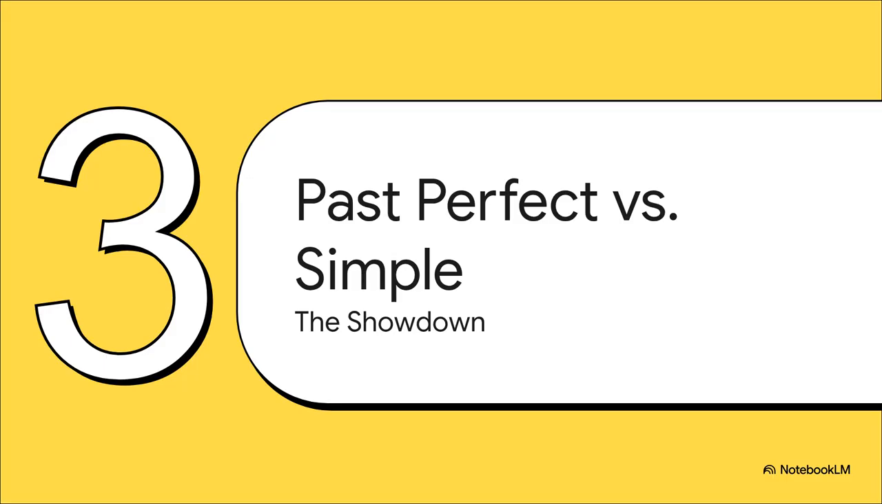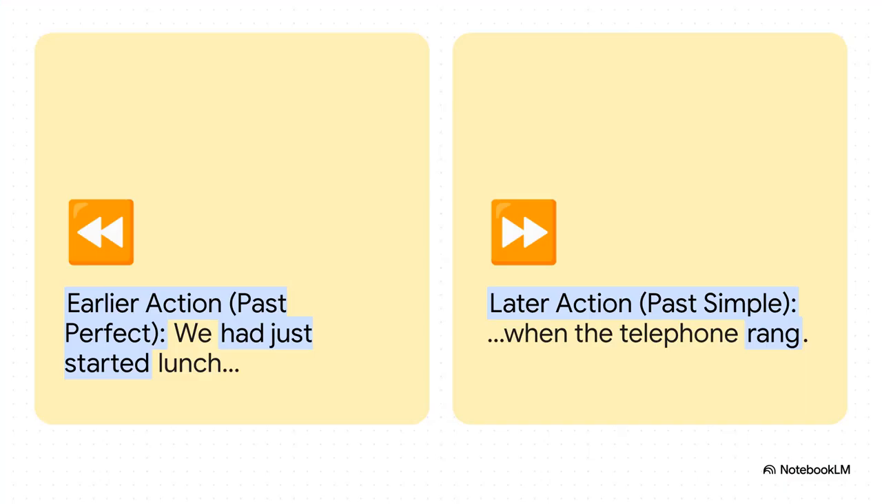And now for the main event. This is where most people get tripped up. When do I use the past perfect, and when do I just use the simple past? So let's put them in the ring, head to head, and figure this out once and for all. Check this out. We had just started lunch. That's the background scene, right? The thing that was already going on. It's in the past perfect. And then what happened? Bam! When the telephone rang. That's the interruption, the later action, and it uses the past simple. You see that relationship? One sets the stage, the other one crashes the party.